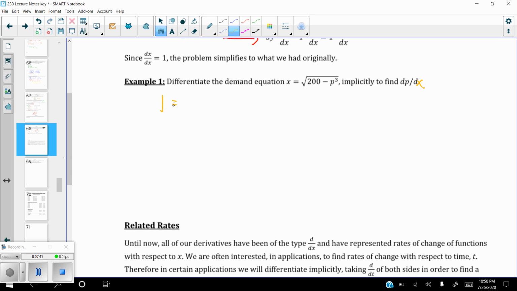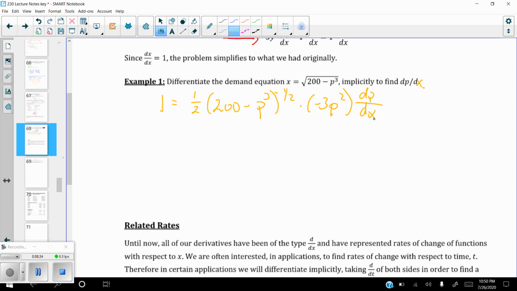Now the right side we do have to do. This is going to be a chain rule, and then when you multiply it by the derivative of the p part, it's another chain. So it's going to be 1/2, because that's the square root, times 200 minus p cubed to the negative 1/2 power. That's the derivative of the outside. Now we have to multiply it by the derivative of the inside, which is going to be negative 3p squared. But then I can't forget to multiply that by the derivative of p, which in this case is going to be dp/dx. And that's what we're solving for, dp/dx.